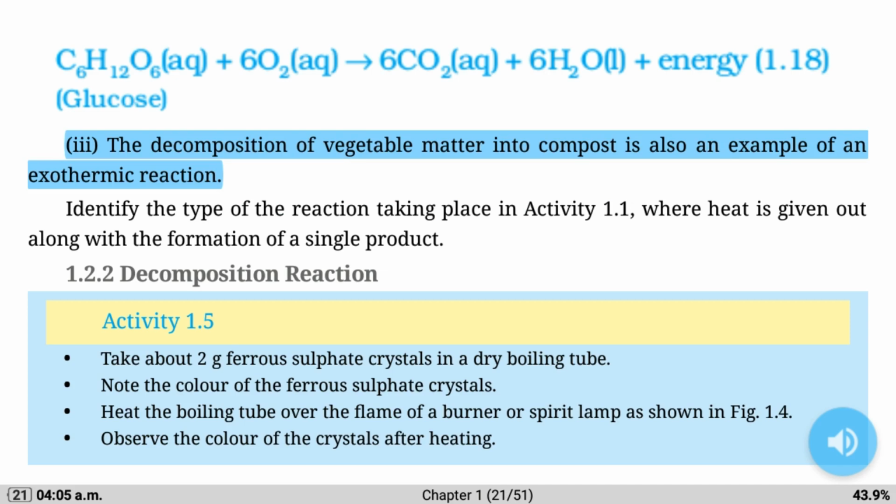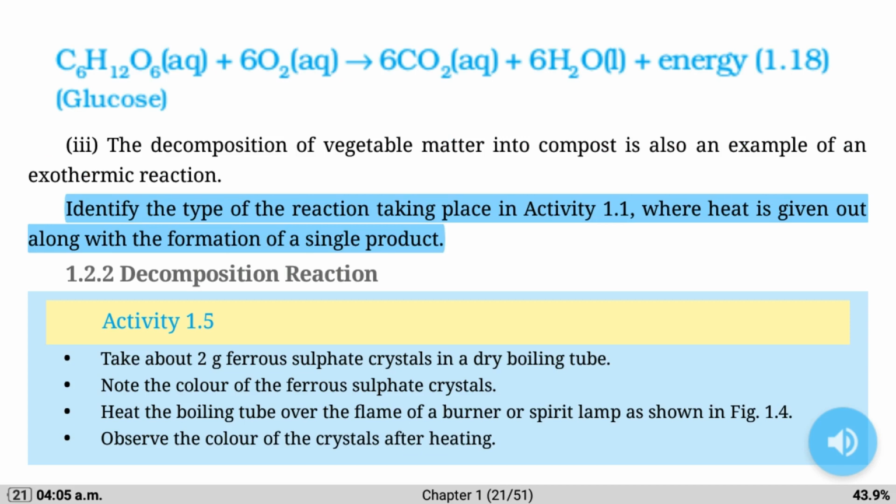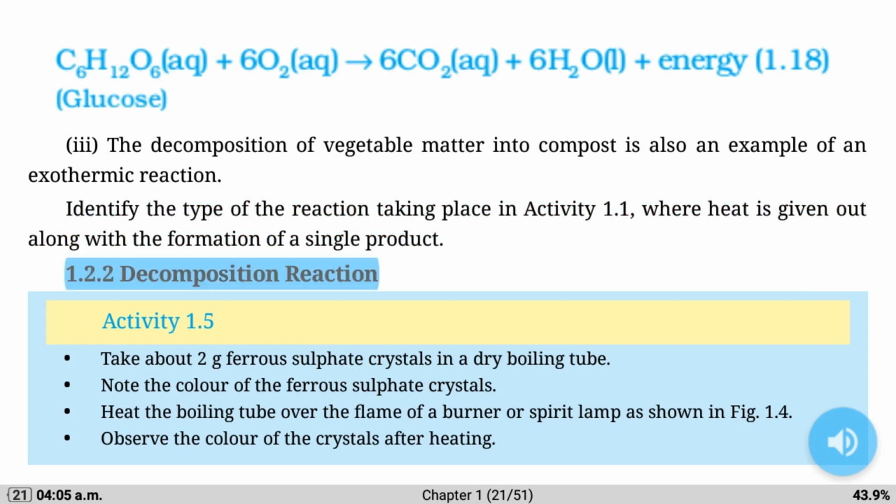The decomposition of vegetable matter into compost is also an example of an exothermic reaction. Identify the type of the reaction taking place in Activity 1.1, where heat is given out along with the formation of a single product. 1.2.2 Decomposition reaction.